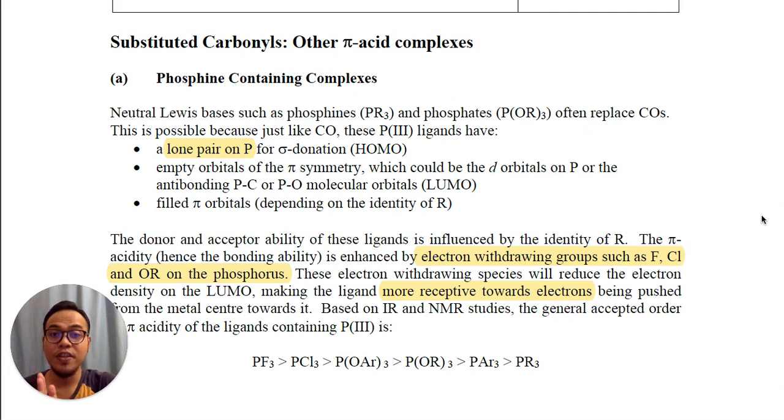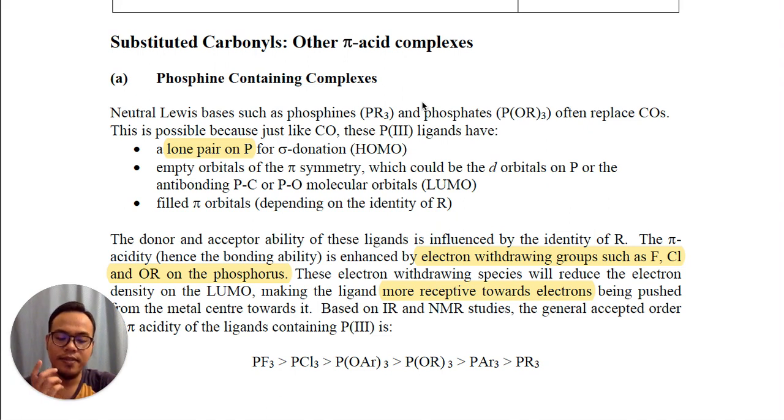So for phosphine complexes, it must be attached with phosphine ligands. Your phosphine ligands can be present in these two kinds of formation. It's either in the phosphine form, PR3, or it can be in the phosphate form, P(OR)3. So phosphate with oxygen, PR3 without oxygen. These phosphines are ready to replace your carbonyls.